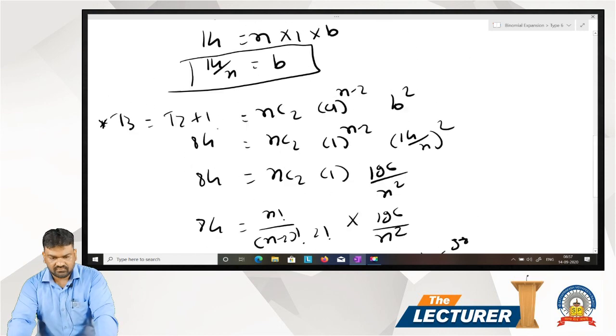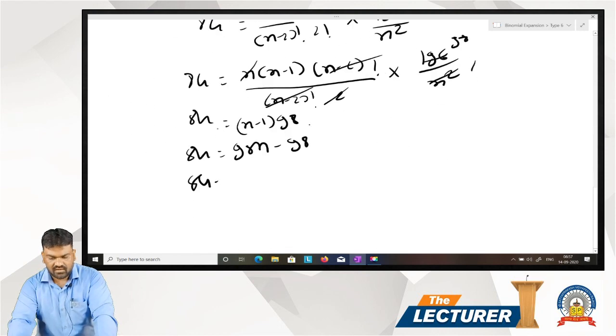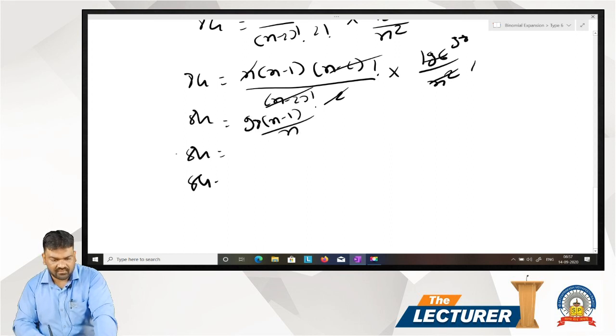Here, with n square, n divided by n, not multiplied by n, 98 multiplied by n minus 1 divided by n. So 84n is equal to 98n minus 98.